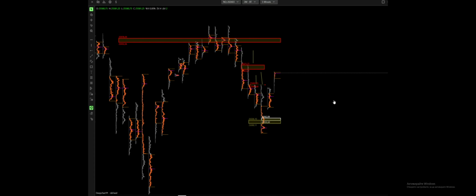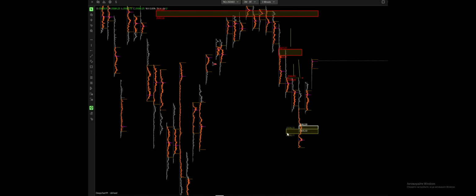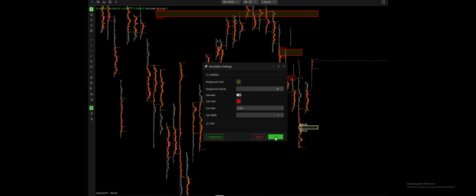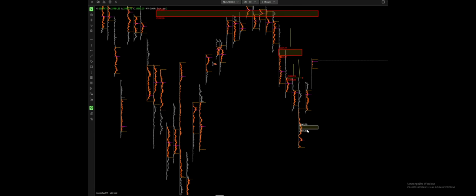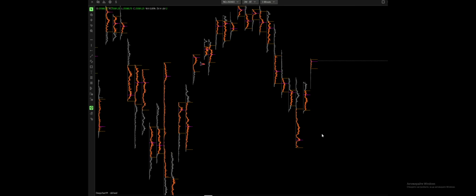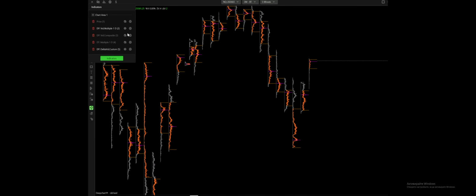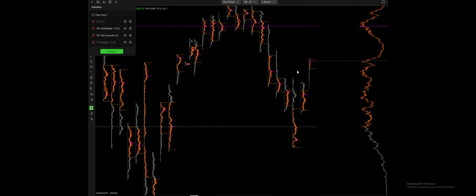Amazing. Okay, so we remove this, and we go on the actual analysis of the profile, okay? So we remove everything here and we can go on the actual analysis. We start from the composite this time because the composite is really clear. So the attraction point of the market is this one.